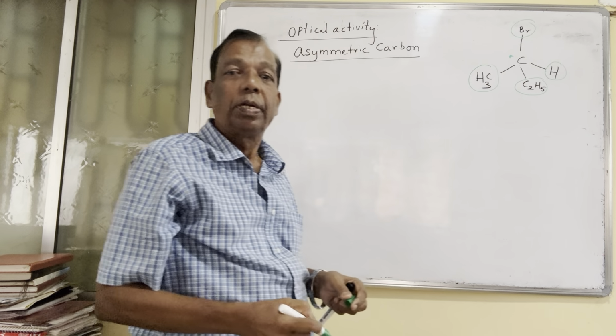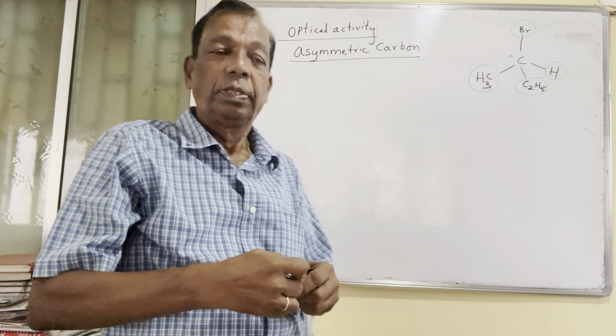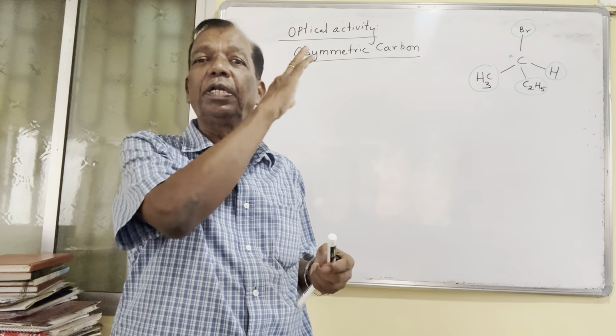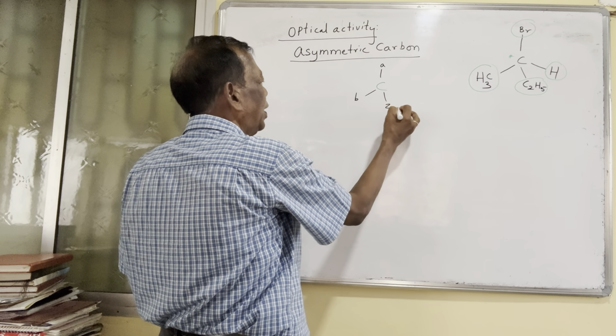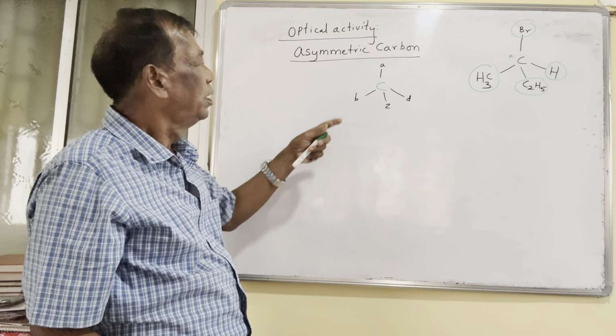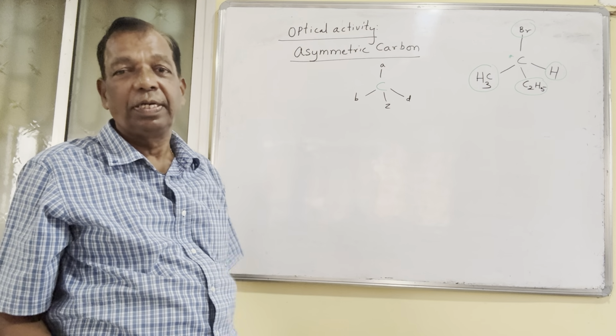Okay. Now compounds which have asymmetric carbon, they only show optical activity. So first you must know what is called asymmetric carbon. So I will put it in general as, suppose that this is a carbon, general. And if I call this here as A, this is say B, this is say Z, and this is say D. Now what you can observe here, see, this carbon is said to be asymmetric carbon.